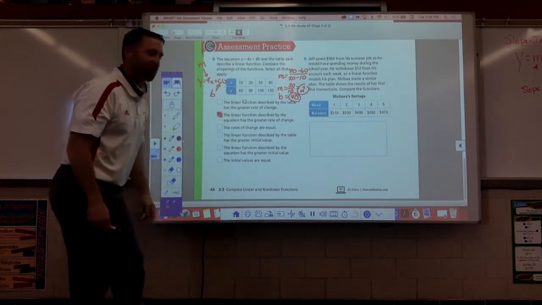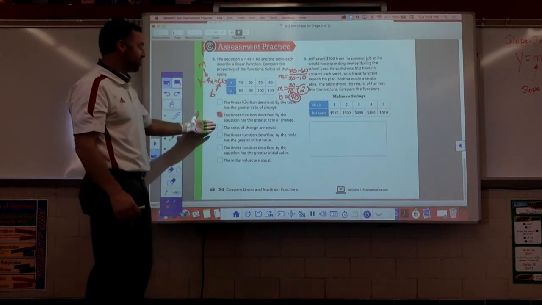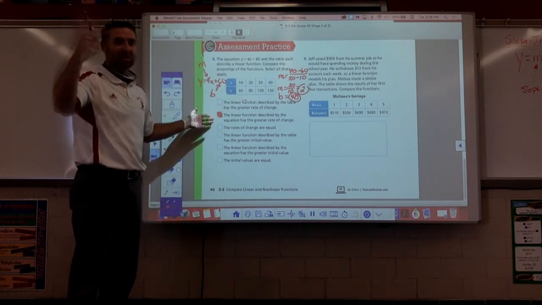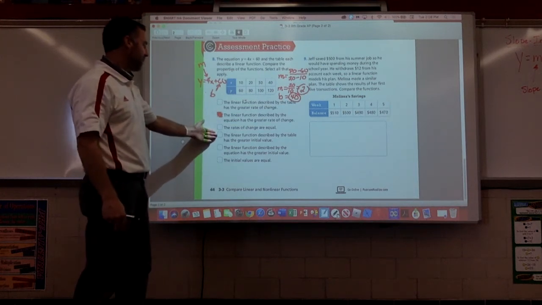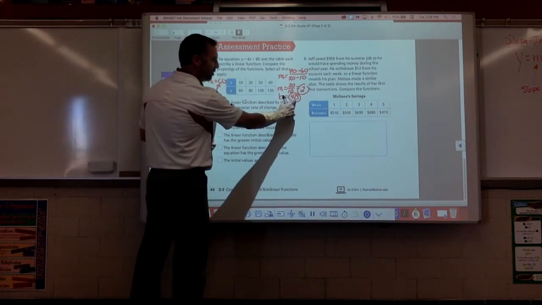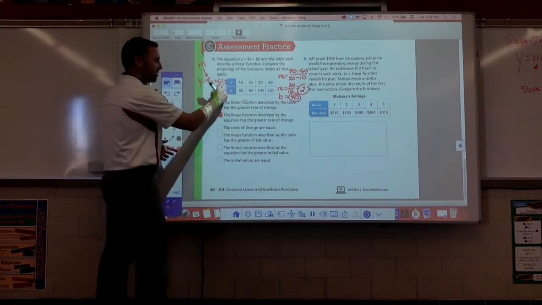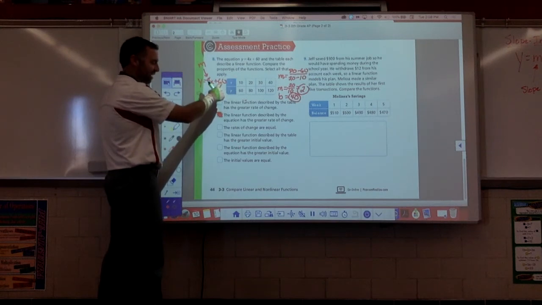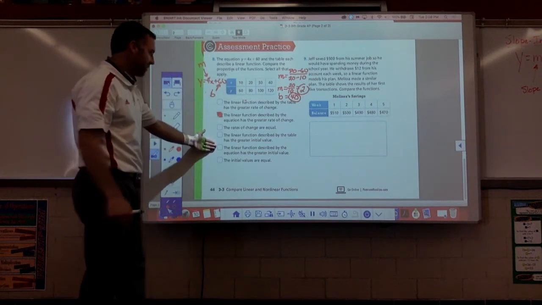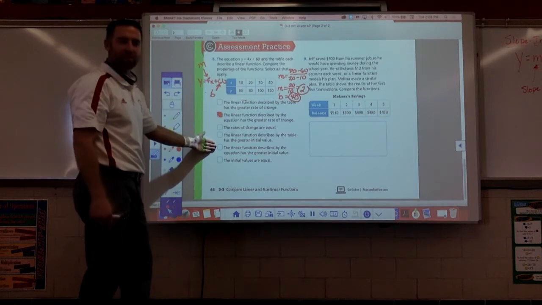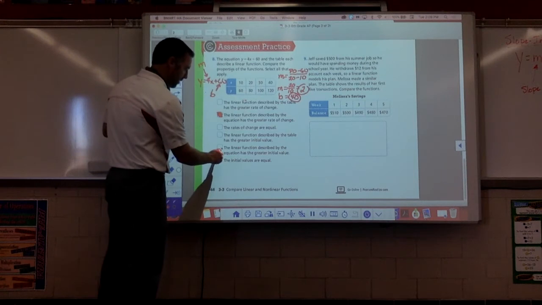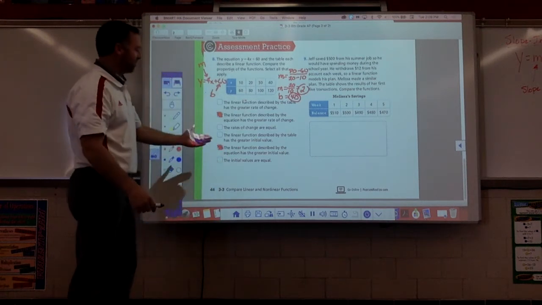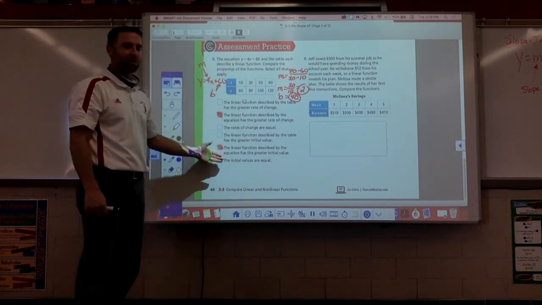The rates of change are equal. Well, if you choose this one and this one, come on, use some common sense. Okay? Can't do that. The linear function described by the table has the greater initial value. Initial value by the table, 40. Initial value of the equation, 60. Nope. The linear function described by the equation has the greater initial value. 60, 40. Equation, yep. And are the initial values equal? Well, once again, if we're saying it's greater here, we can't say it's equal.